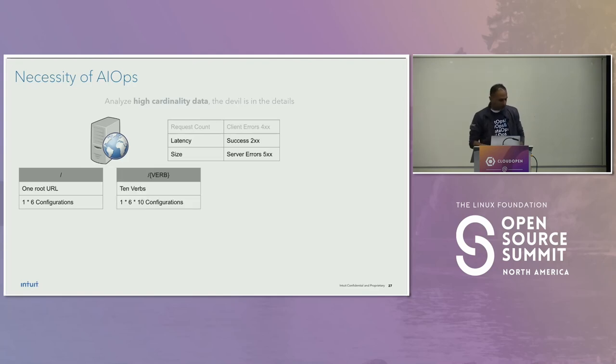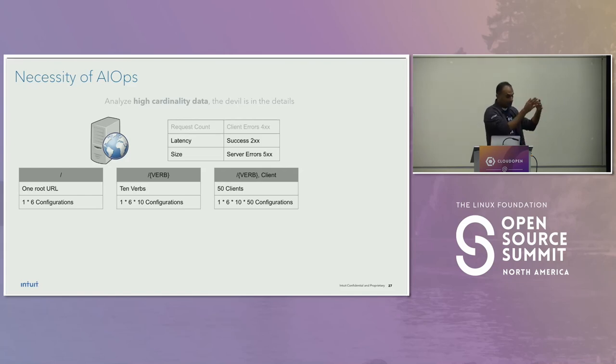Now, let's say you have several different verbs associated with it: upload, get, put. And so the number of alert configurations that you need to maintain increases by a factor. Let's say you want to have a little bit more details, like you have different clients connecting to your service. There is a front-end mobile app. There is a web app. There's a plugin connecting to you. It becomes really hard to maintain all these configurations.